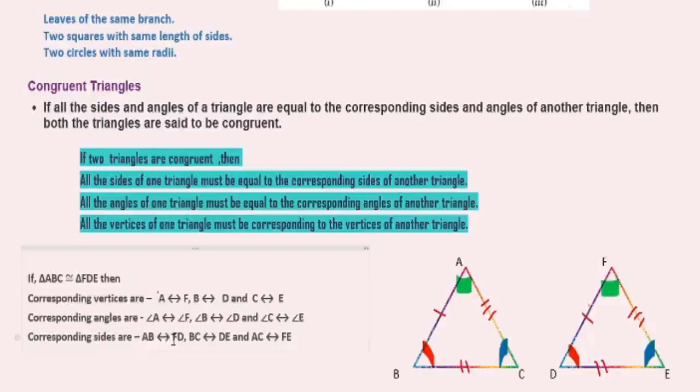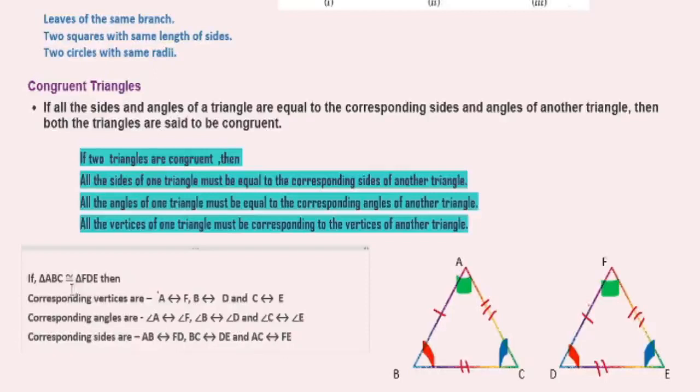Side AB is corresponding to FD, that means AB and FD are equal. And side BC is corresponding to DE, so we write BC equal to DE. And AC corresponding to FE, so you can write AC equal to FE. So this order is important.